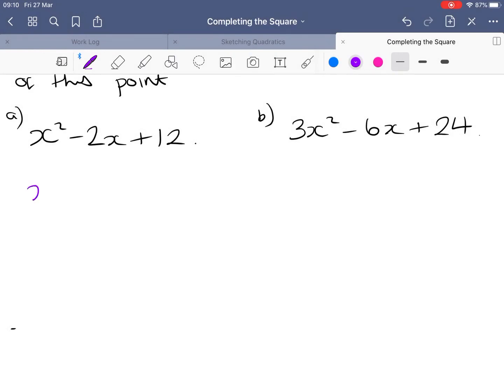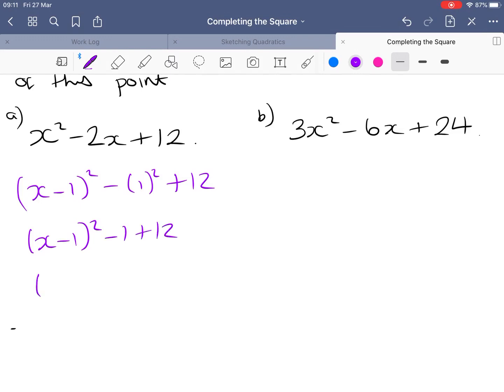So I'll do it nice and quick. X minus 1 squared, take away the 1 squared, plus 12. Got my x minus 1 squared minus 1 plus 12. X minus 1 squared plus 11. Okay, so my minimum point is when this is 0, so when x is 1, my minimum point is at 11.